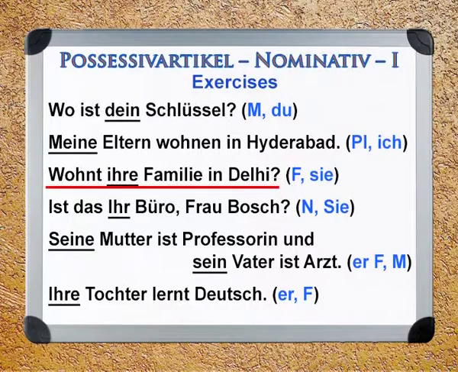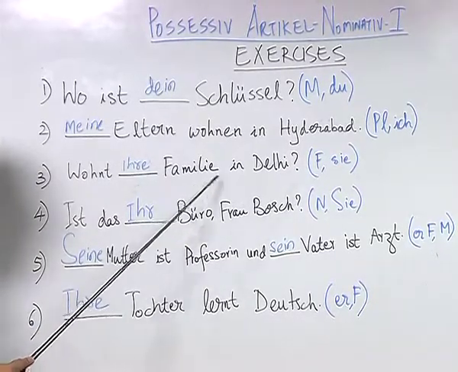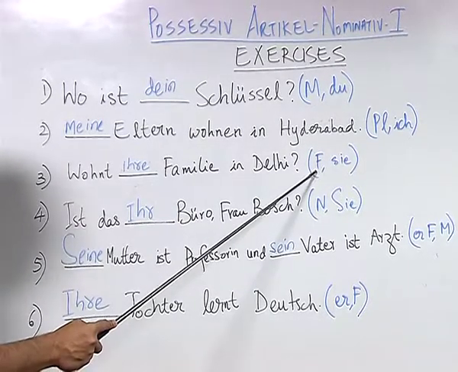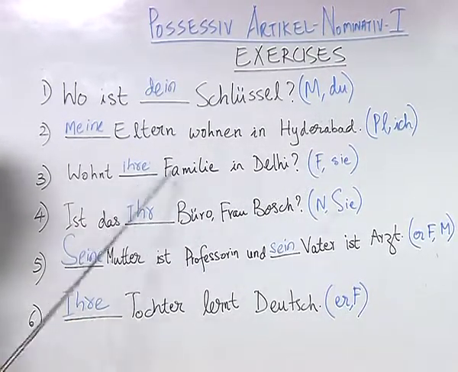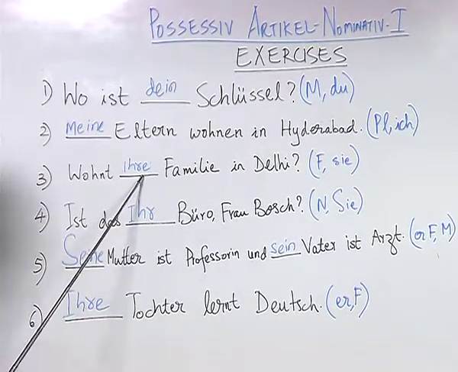Now, look at sentence number 3. Wohnt Ihre Familie in Delhi? Here, the student correctly identified that the noun Familie belongs to the feminine gender category, and thus based on that and identifying the correct pronoun, wrote the correct possessive article Ihre.